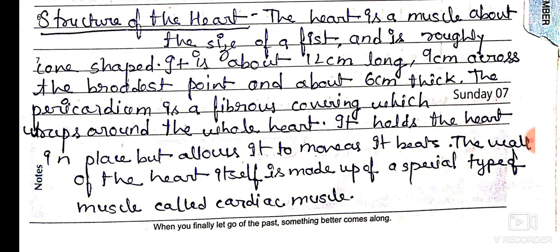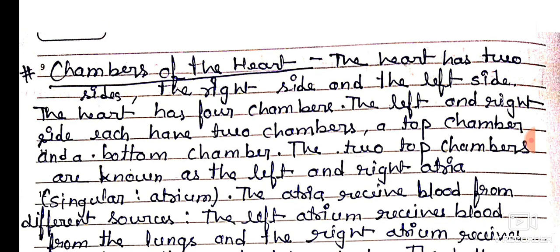The heart is a muscle about the size of a fist and is roughly cone-shaped. It is about 12 centimeters long, 9 centimeters across the broadest point, and about 6 centimeters thick. The pericardium is a fibrous covering which wraps around the whole heart. It holds the heart in place but allows it to move as it beats. The wall of the heart itself is made up of a special type of muscle called cardiac muscle.